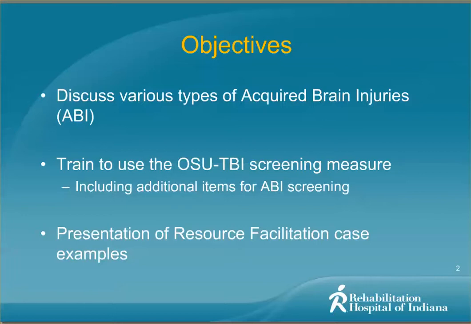Okay, now the objectives for today's presentation: to discuss the various types of acquired brain injuries. And then towards the end of our presentation, we will do some brief training on the Ohio State University TBI screening measure, which is a well-validated measure for identifying individuals who have experienced a TBI. Here at RHI, we've added some additional items that will hopefully help you screen for acquired brain injuries that are not TBI. And then we will wrap up by giving 2 examples from our resource facilitation cases as to how to utilize the screening measure.